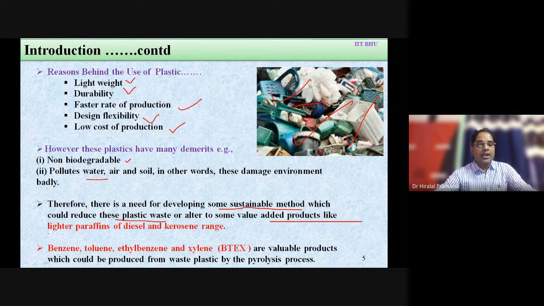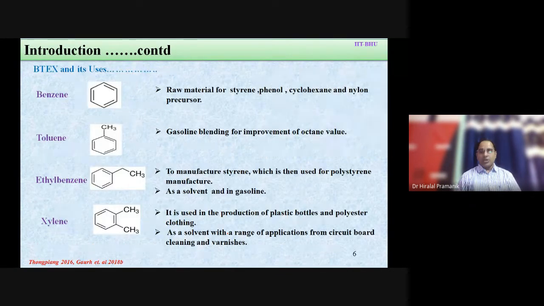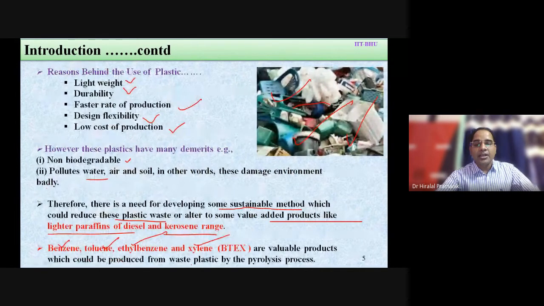Lighter paraffin of diesel or kerosene range, and sometimes you can say gasoline range, is also found. Other chemicals like benzene, toluene, ethyl benzene, and xylene could also be produced from this waste plastic material. So pyrolysis is the technique. Pyrolysis is a process which could convert this plastic waste to valuable chemicals as well as fuel range hydrocarbon.